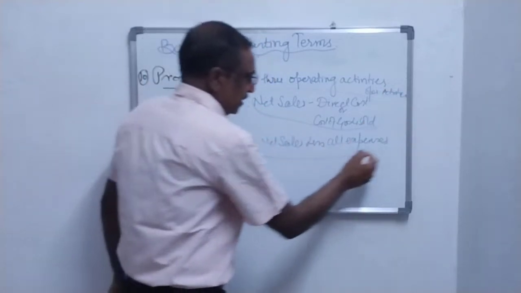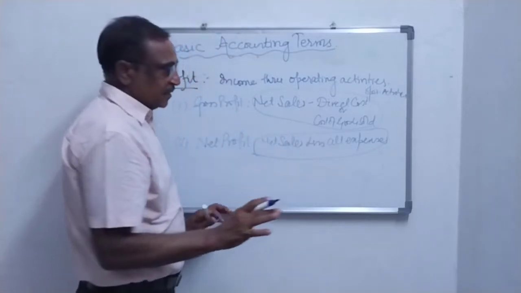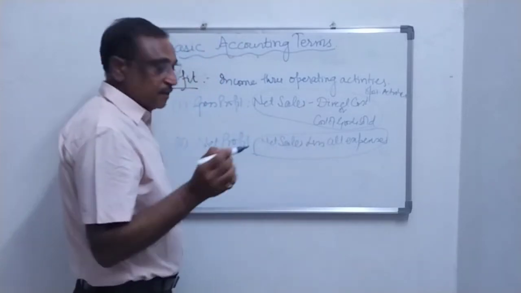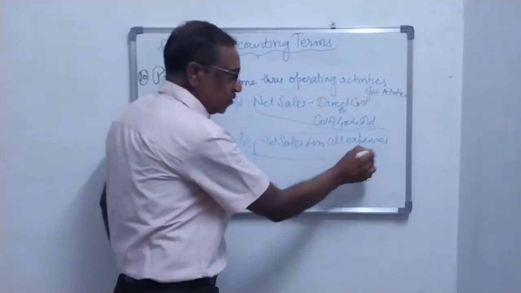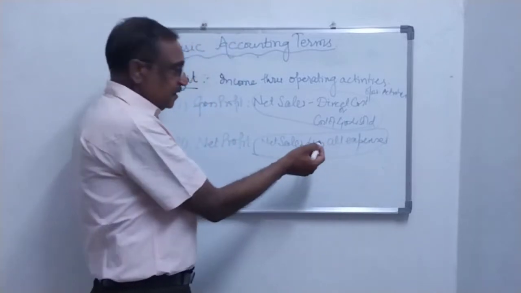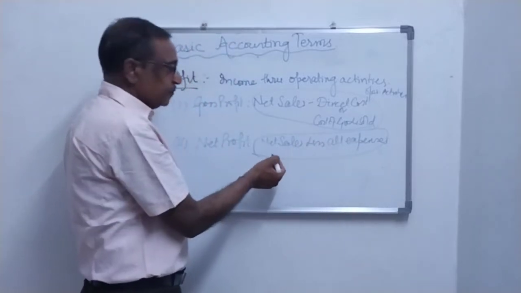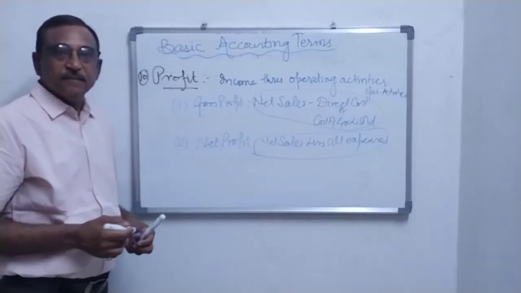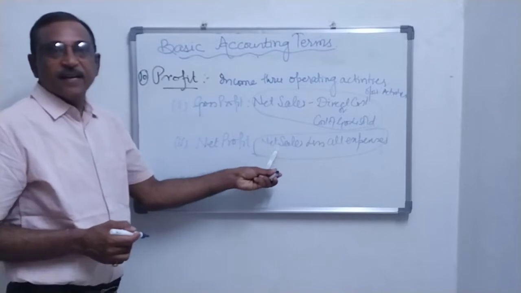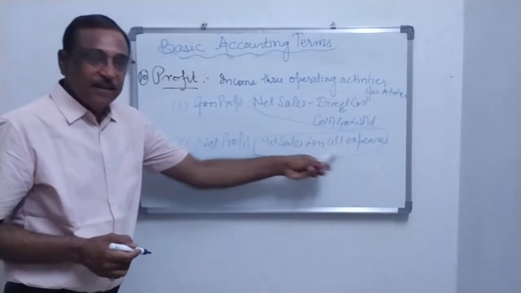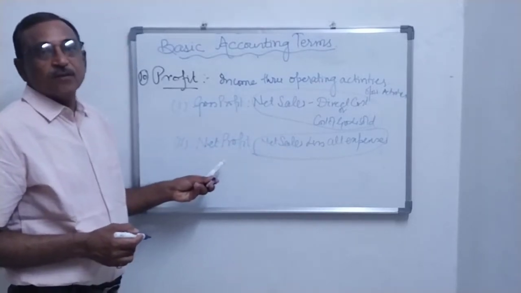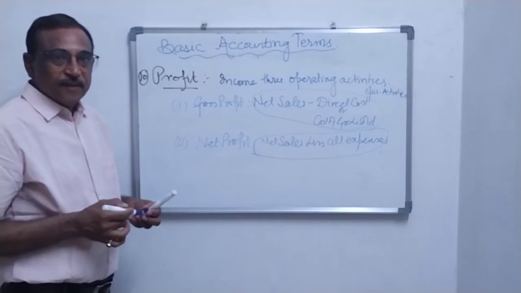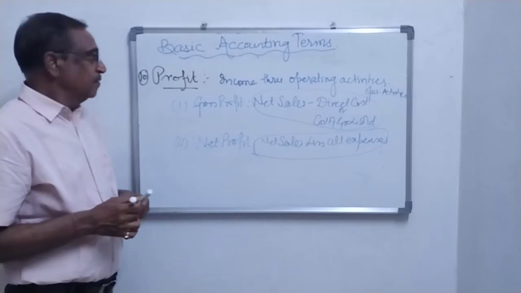And this is total expenses. When you take into account all sorts of expenses and subtract this from net sales, you get net profit if this is higher. And if the expenses are higher, then you will have net loss. Clear? Now we proceed further.